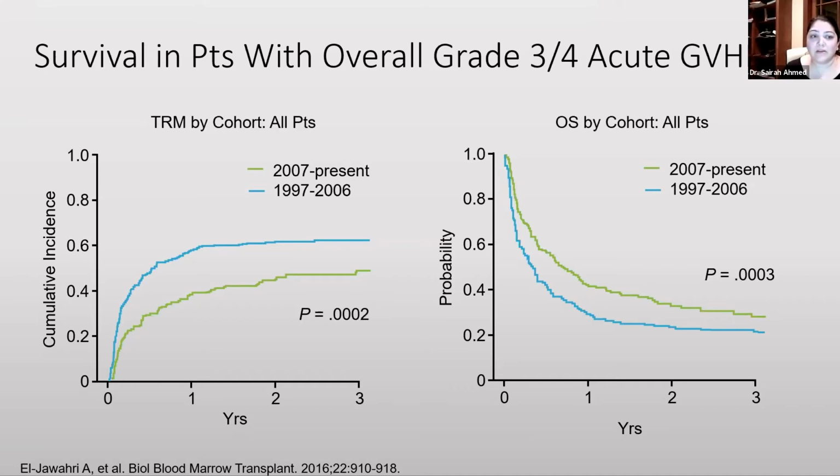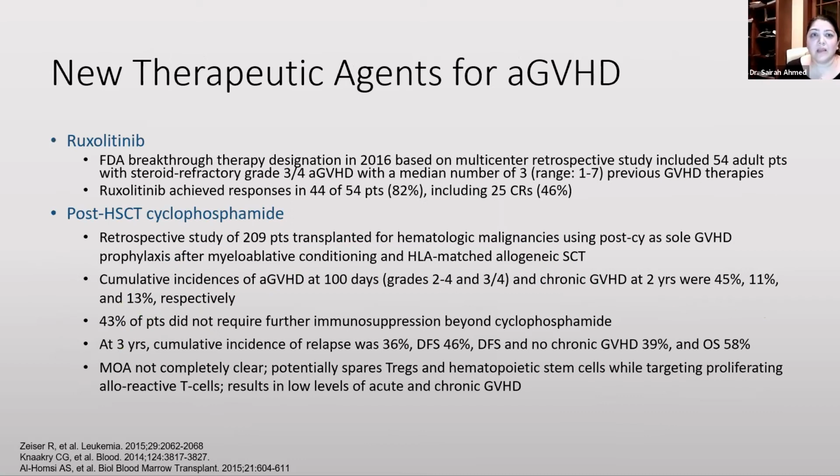As you can see, there's up to a 60% risk of death with the earlier cohort of patients, which has come down to 40%. But again, these are not great numbers, and we have a long way to go in terms of improving the outcomes of patients who have grade 3 to 4 acute GVHD. The newer therapeutic agents for acute GVHD fall between both treatment and prevention.